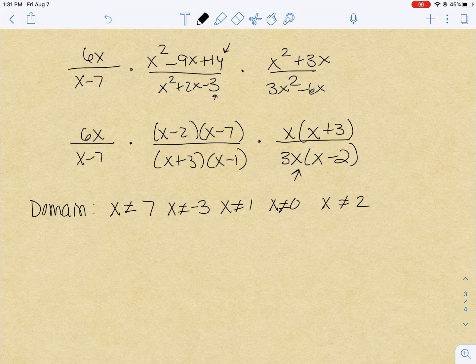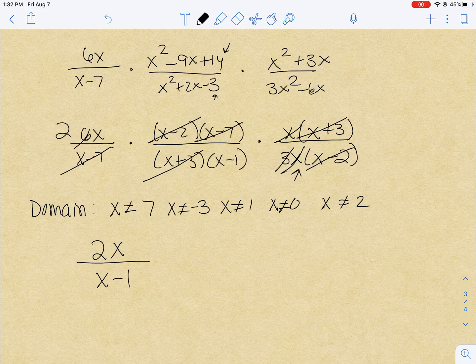So once we get it factored and we kind of know our domain, now we can start looking for common factors in the numerator and the denominator that we can simplify to become 1. So remember, anything divided by itself is 1. So I notice x minus 2s, x minus 7s, x plus 3s, and an x here and an x here. One other thing that this one has is a 6 in the numerator and a 3 in the denominator. 6 over 3 does reduce, so I can reduce that to a 2. So I'm left with 2x in the numerator, and I'm left with x minus 1 in the denominator.